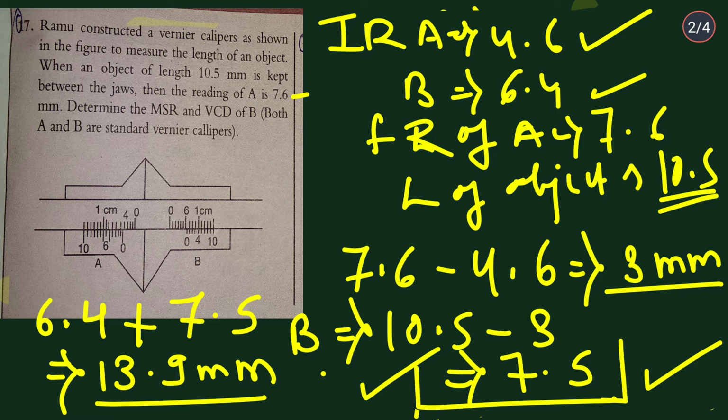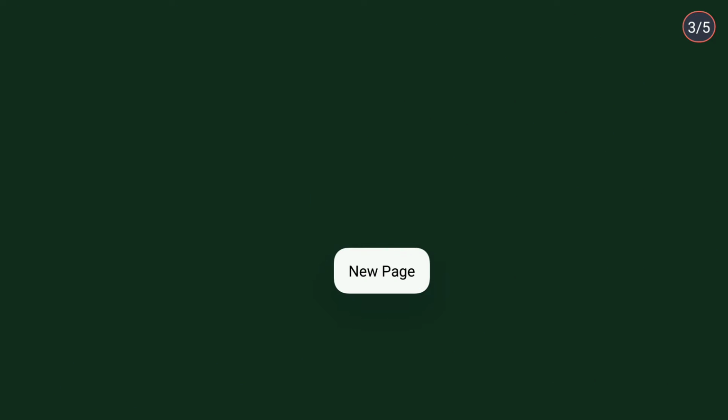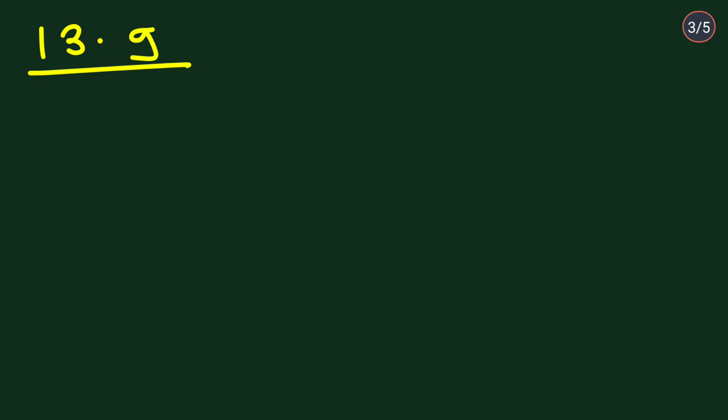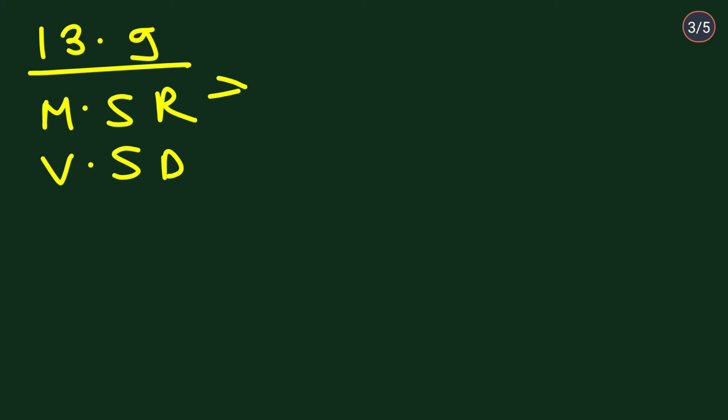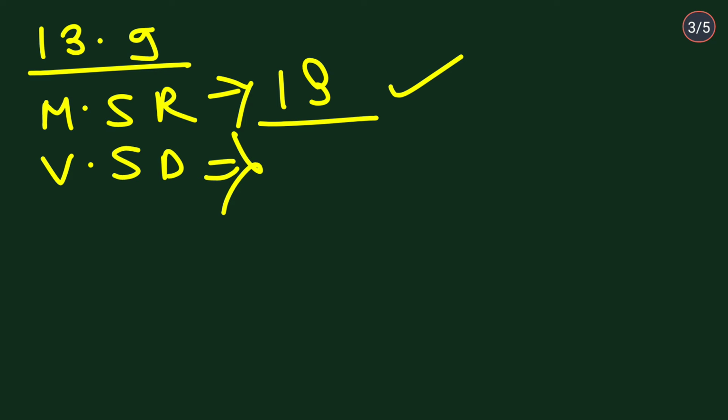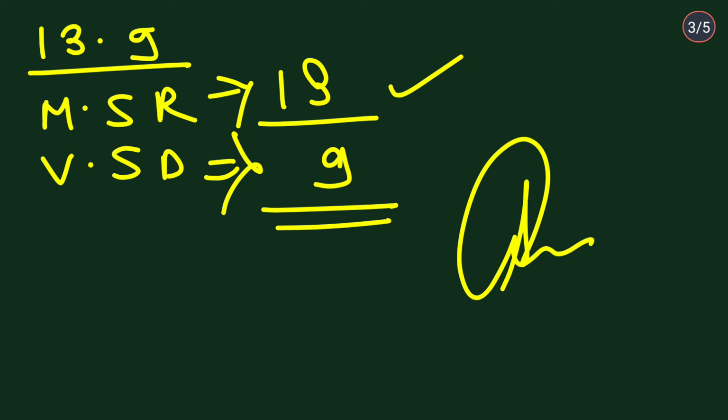Hence 13.9 millimeter is the reading shown by B after an object of 10.5 millimeter is fixed in this vernier caliper. We have to find the main scale reading and vernier scale division. Here the number before the decimal place, 13, is the main scale reading, and after the decimal place is 9, hence the vernier scale division is 9. Hence this question is solved.